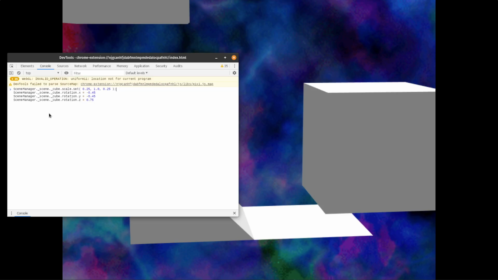So as you can see, I've got these command lines written out here. And the first one is changing our scale to an x of 0.25, a y of 1, and a z of 0.25. And what that basically means is that we're shrinking the sides of our cube so that it's just skinny. Now the next one is rotation, which we're rotating on the x-axis by negative 0.45, on the y by 0.45, and on the z by 0.75.